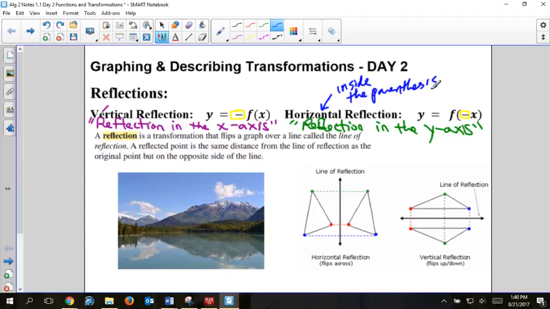So if it's not a negative sign inside the parentheses, then you know it's vertical. So it's inside parentheses, horizontal. If it's not inside the parentheses, vertical. Every single time we do anything horizontal or vertical, the same rules apply. So on Friday when we were doing translations, it was inside, it was horizontal. Same rules apply.